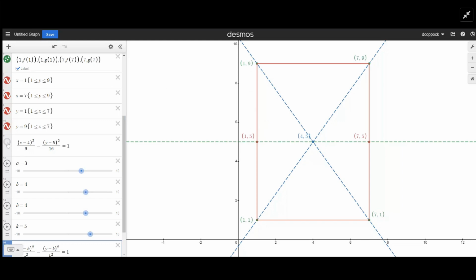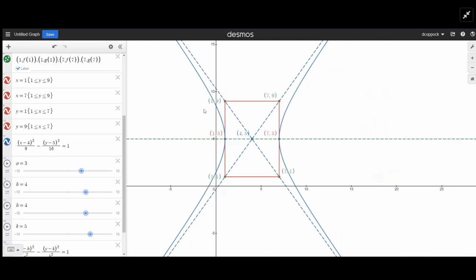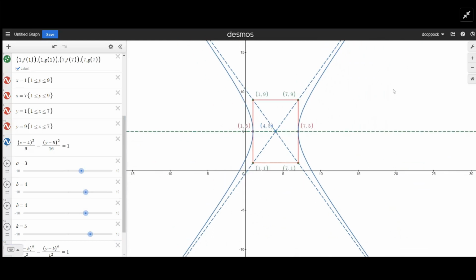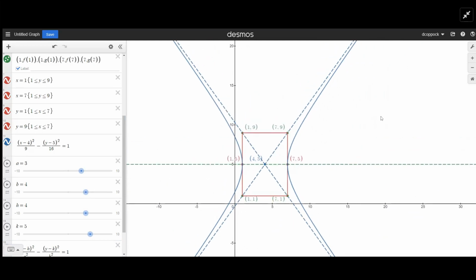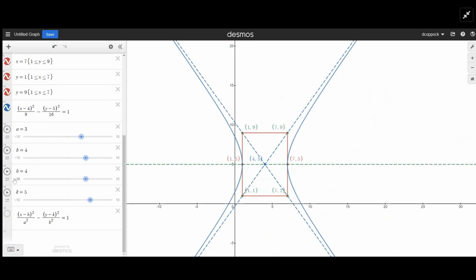And there's your hyperbola right there. As x gets larger and larger, closer and closer to infinity, the hyperbola gets closer and closer to its asymptotes. And here it is written in terms of A, B, H, and K. Same graph. Okay, there you go.